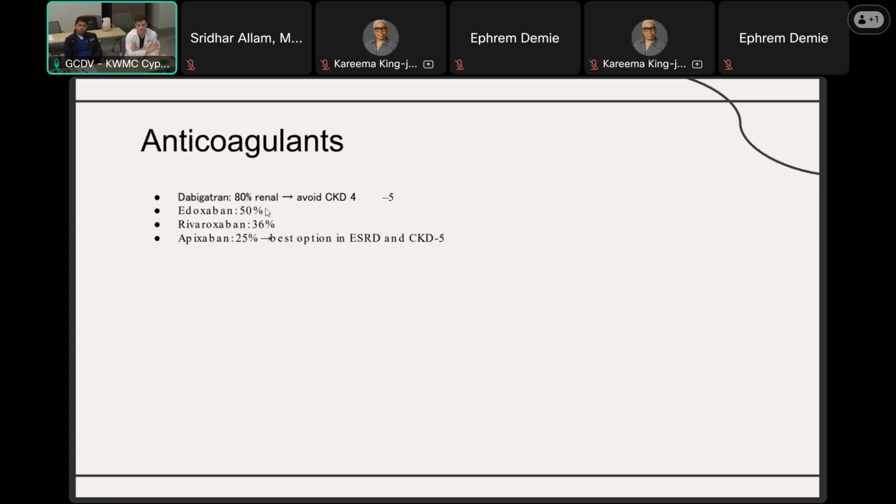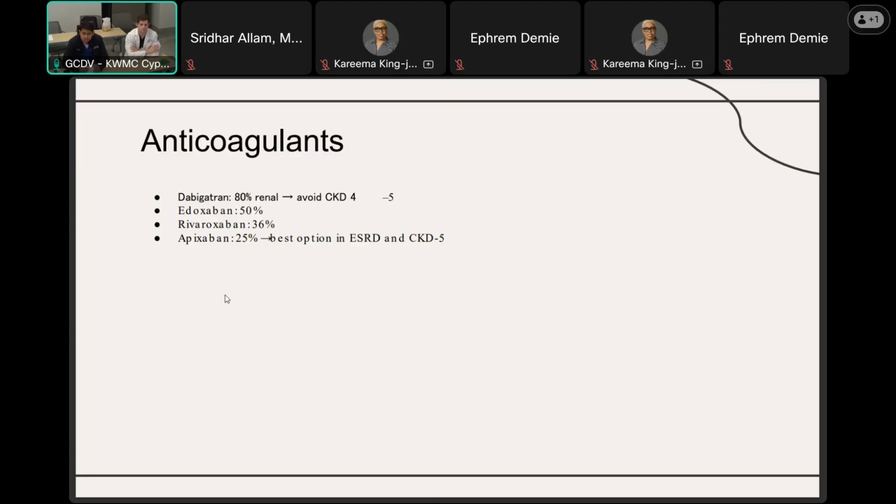Rivaroxaban, which is Xarelto, is removed anywhere from 36% to 40%, but apixaban is 25% removed. Therefore, because apixaban has a more predictable and limited removal in kidney disease patients, this is considered to be the best option for patients with kidney disease 5 as well as ESRD. So, the intention for that question was to understand that apixaban is the preferred anticoagulant in patients with CKD5 and in ESRD when it comes to atrial fibrillation.